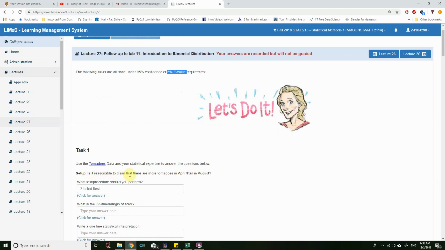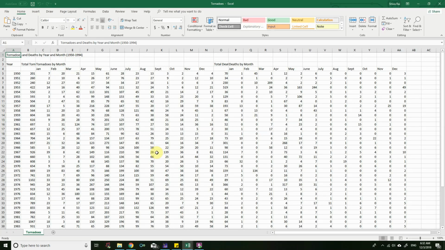Is it reasonable to claim that there are more tornadoes in April than in August? We need to compare the average tornadoes between April and August and see whether there are more tornadoes in April. So that means it is a one-tailed t-test. I have uploaded the tornadoes data.